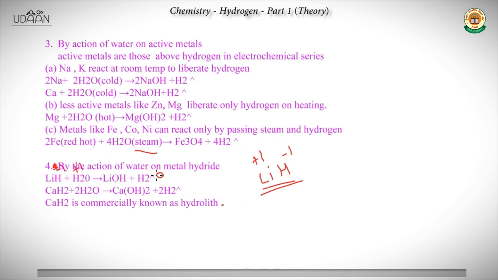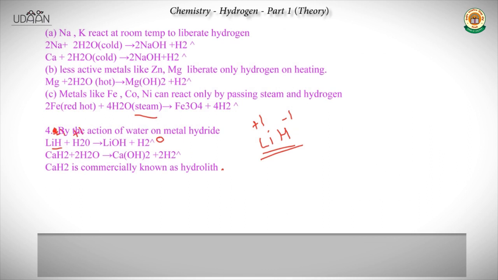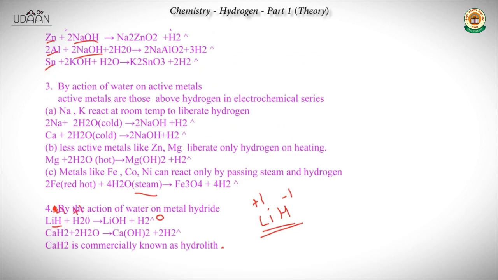A disproportionation reaction is one in which the same element goes through oxidation as well as reduction. So we can see basically that the hydrogen of LiH is getting oxidized and the hydrogen of H2O is getting reduced, right? Similarly, these reactions are.